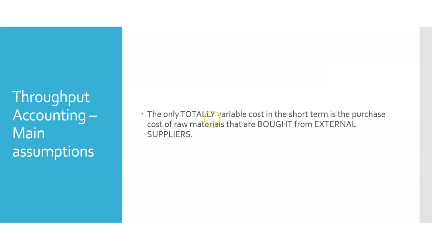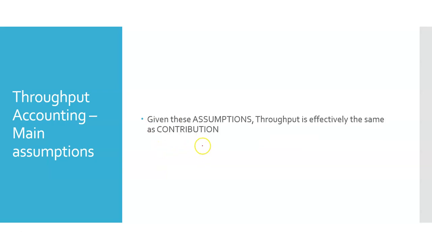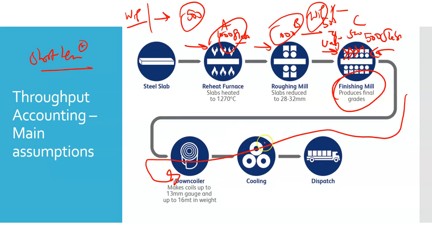The only total variable cost in the short term, as I've highlighted, is the raw material. What I'll do is stop after every 10 minutes so that you can have short breaks. And we agree direct labor is not a variable cost. So in effect, throughput becomes something that looks like contribution, but we don't think of it like that. We just ignore direct labor. I've gone through this. This is your classic process, and we have this kind of scenario. I've already discussed this issue of bottlenecks here.